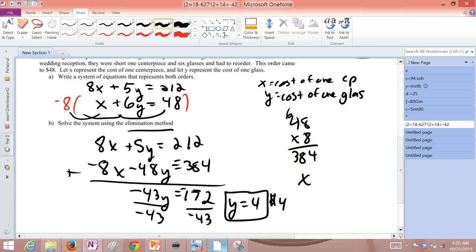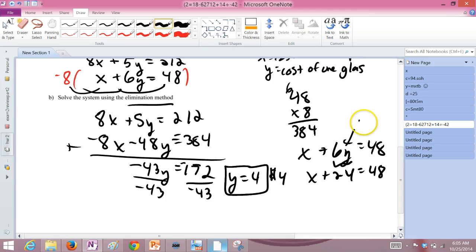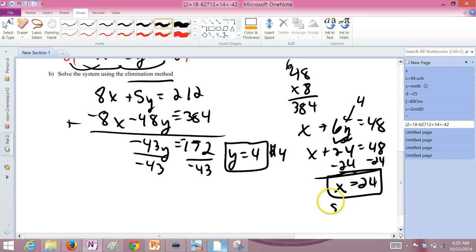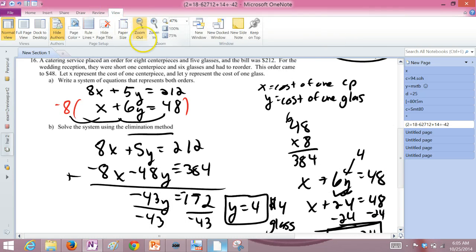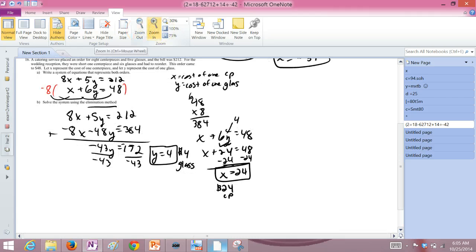Let's go back to the reorder. X plus 6y should be 48. So x plus 24 should be 48, because y is now equal to 4. 6 times 4 is 24. Subtract 24, and you get what x is, 24. The cost of a centerpiece is $24. The cost of a glass is $4. Okay, great.